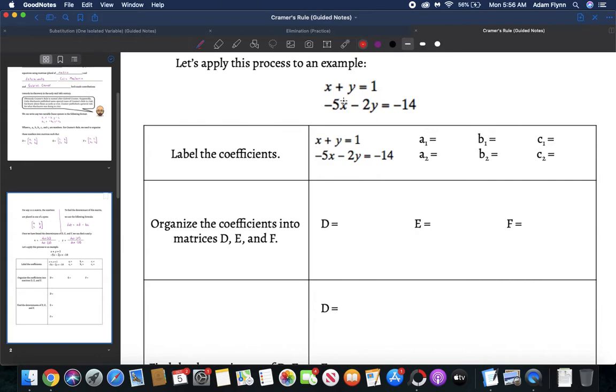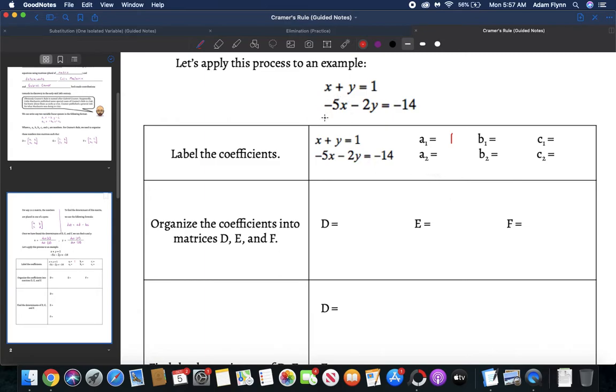So I'm given the system x plus y equals 1 and negative 5x minus 2y equals negative 14. Okay, first off, let's start by labeling the coefficients. So I know a1 and a2 are going to be the coefficients of my x. So the coefficient of this top x, it looks like I don't have one, and whenever that is the case, that means our coefficient is 1.